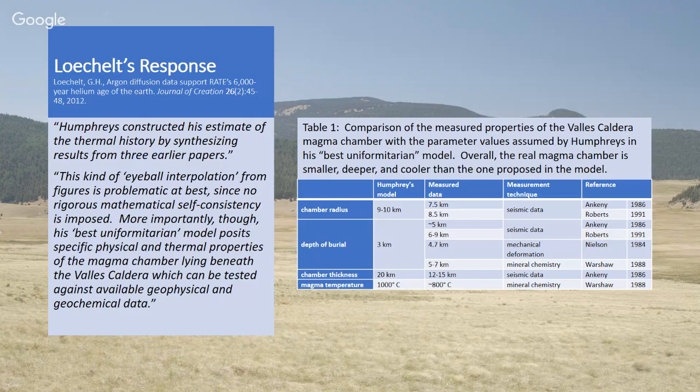But more importantly, his model requires this magma chamber to be a certain dimension. And if you look at the studies that I investigated that tried to identify the dimensions of that magma chamber, it's not anywhere near what Humphreys needs for his model to work. As I put it, it's smaller, deeper, and cooler than the one he proposed. So really, this data invalidates his thermal model.